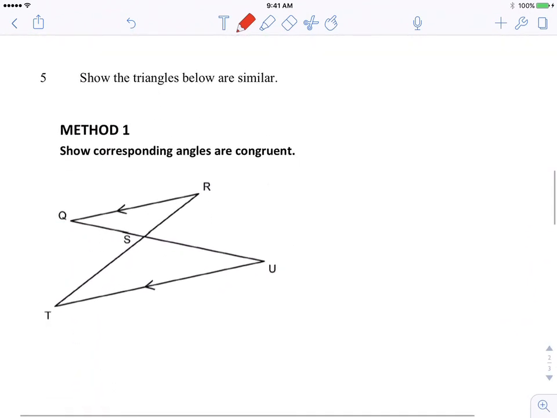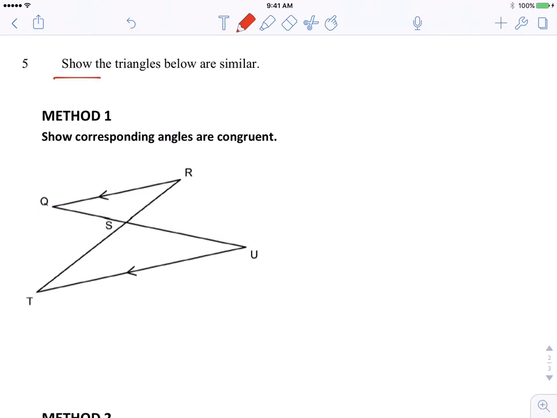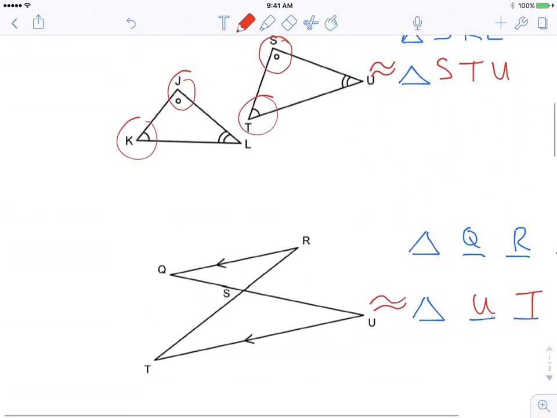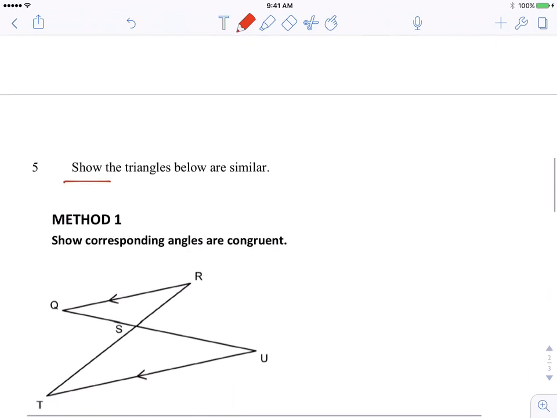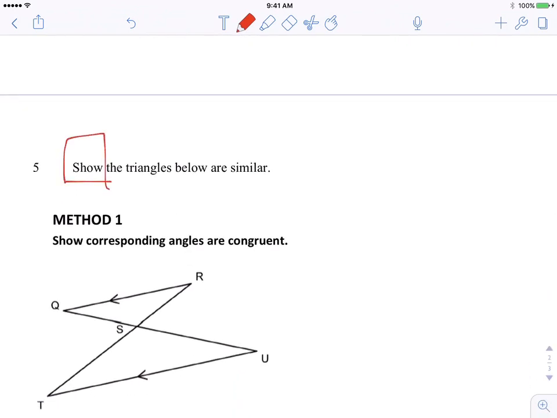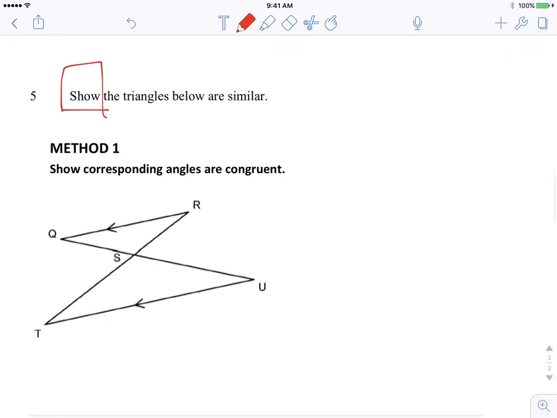Moving along, here we're going to show, this is different. This question here said name the similar triangles. It told us that they were similar. In this question here, it says show. Another word for show might be prove that the triangles below are similar. So in this case, how do we show or prove that the triangles are similar?